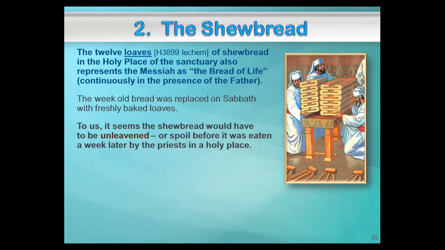Let's go on to part number 2 about the showbread. This is a really interesting little section here. There were 12 loaves, and the loaves are lechem, 12 loaves of showbread in the holy place of the sanctuary that also represent the Messiah as the bread of life, because he was continuously in the presence of the Father. The week-old bread was replaced on Sabbath with freshly baked loaves. Every single Sabbath, they had brand new, freshly baked bread.